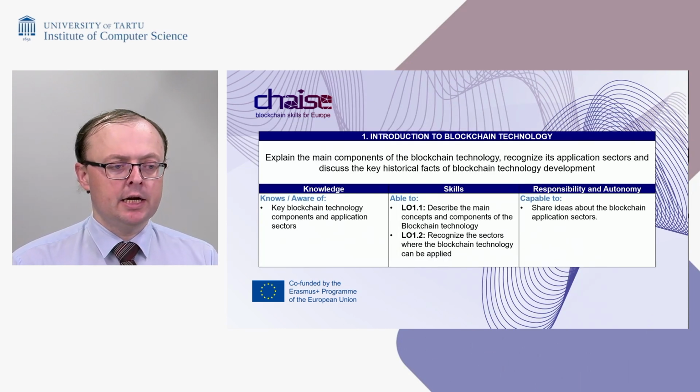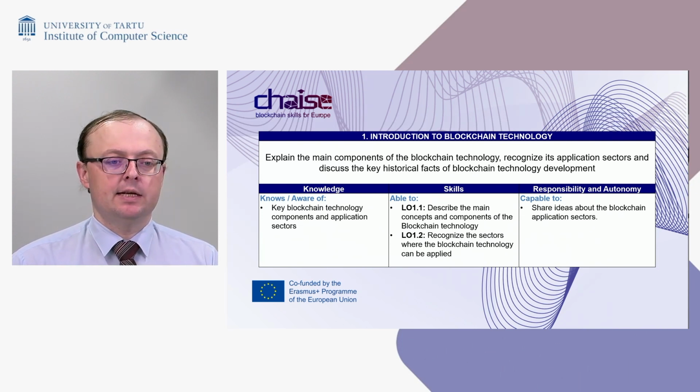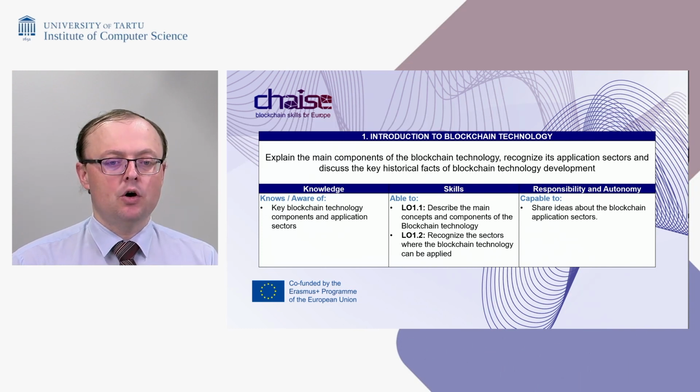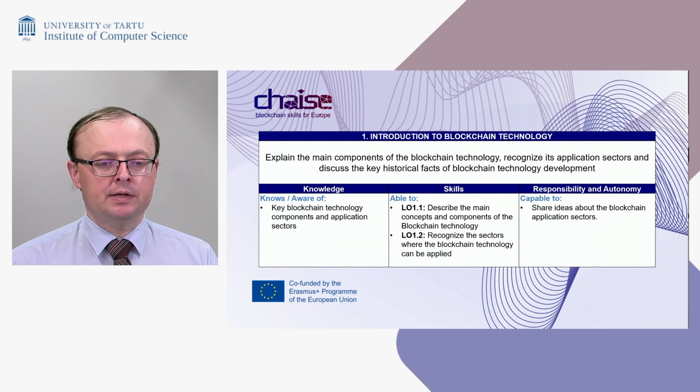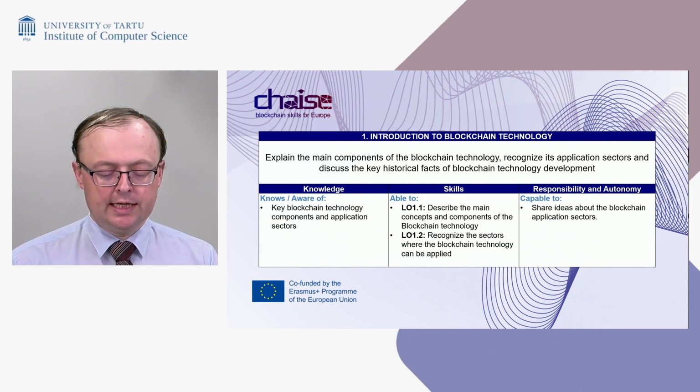The main learning outcome of this module is to get your knowledge so that you would be able to explain the main components of the blockchain technology, recognize its application sectors, and discuss the key historical facts of blockchain technology development. In this lecture, you will learn how to describe the main concepts and components of the blockchain technology. You will be able to recognize the sectors where the blockchain technology can be applied.